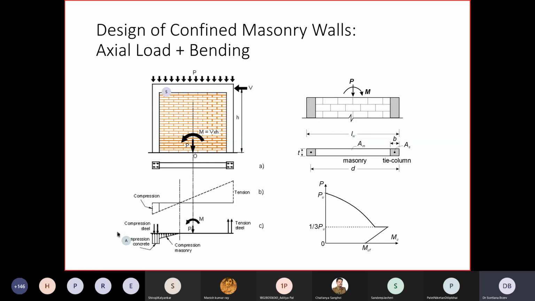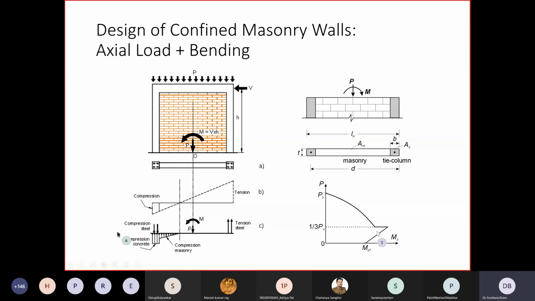So design of confined masonry walls for axial load and bending, as proposed by the draft Indian confined masonry standard, is based on interaction diagrams, the P-M interaction diagram, with equations for constructing it in the lower bottom right corner. You can see that interaction diagram. So it can determine the required masonry strength or resistance for a specific level of axial load.